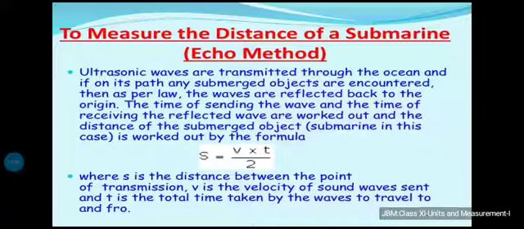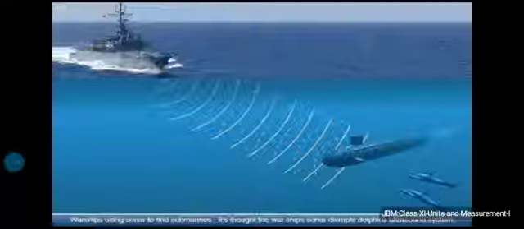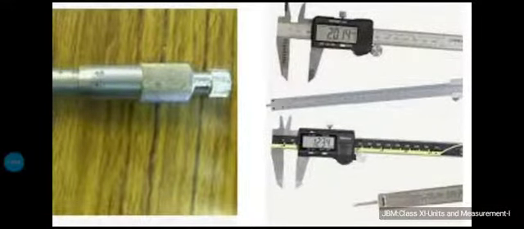So this formula can be used, and this method is called the echo method because we are detecting the echoes, the reflected waves. That's why this method can also be used to determine or calculate long distances. But a question might arise: what shall we do if the distance is extremely small?